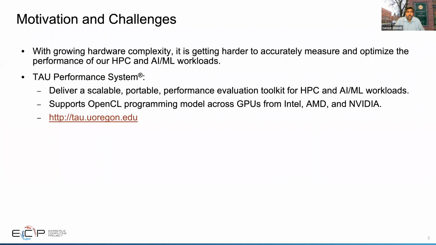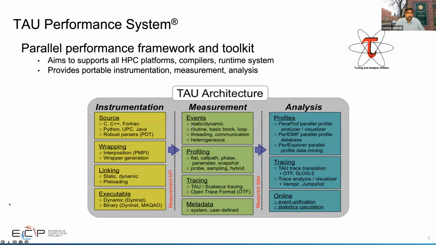With growing hardware complexity, it is now getting harder and harder to accurately measure and optimize the performance of our HPC and AI/ML workloads. The TAU performance system aims to deliver a scalable, portable performance evaluation toolkit for these workloads. And more importantly, it supports the OpenCL programming model across GPUs from multiple vendors such as Intel, AMD, and NVIDIA. You can learn more about TAU by visiting our webpage at tau.uoregon.edu.